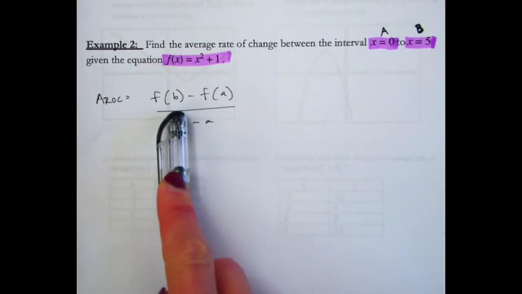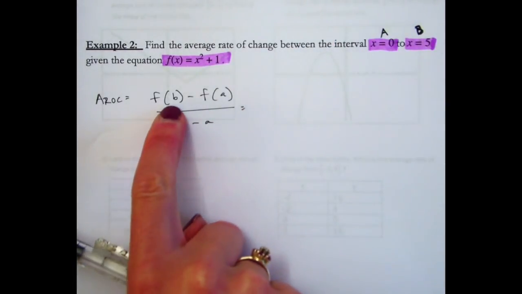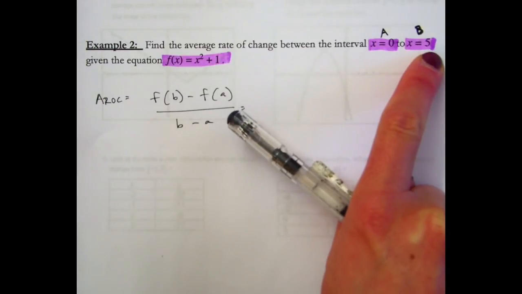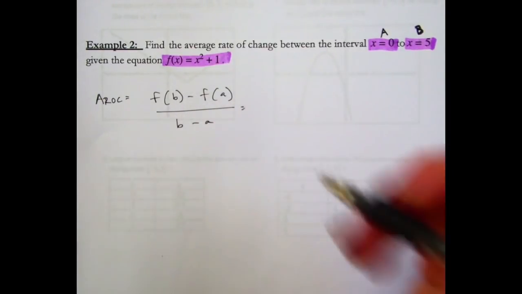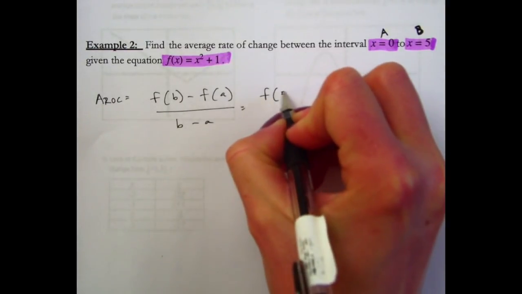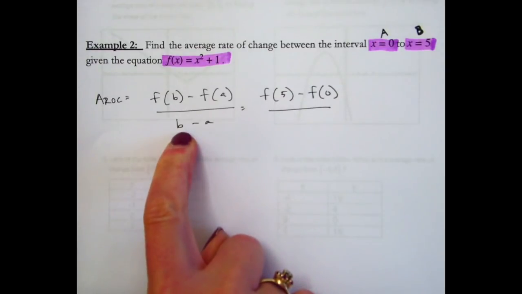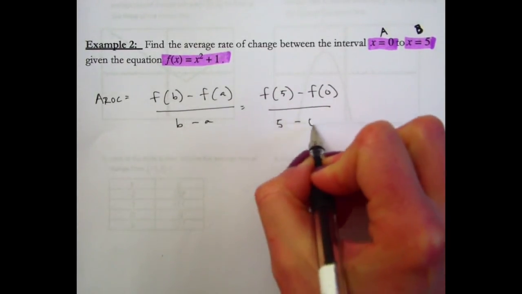Now I'm going to rewrite this equation, but every time I see a b, I'm going to replace it with 5, because that's what I just defined as my b. And every time I see an a, I'm going to replace it with this 0. So I have f of 5 minus f of 0, and then this b is going to be replaced with 5 minus 0.